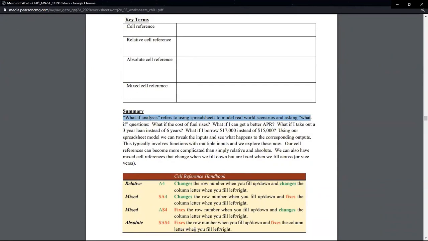So again, very helpful reminder, pretty much the same language we've seen already. But yeah, what if analysis? What if I borrow more money? What if I take out 17 grand instead of 15 grand? You know, maybe the car costs 17,000, you've got 2 grand in your pocket, and then the dude says, hey, you don't have to put the 2,000 down. We'll let you take the 17,000 loan.